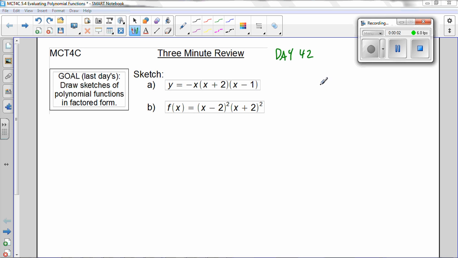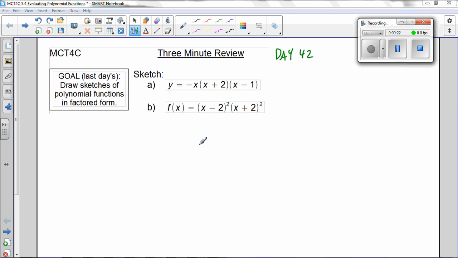All right, MCT4C, day 42. The lesson is 5.4, evaluating polynomial functions. Now, we'll see that today's stuff, there's not a lot new, except we're going to lean on the graphing calculators a little bit, but we're going to start with a 3-minute review of what we did yesterday, which was some pretty cool stuff.